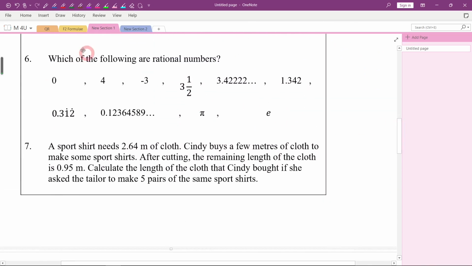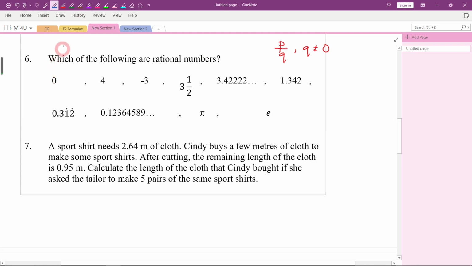Let's look at question number 6. Which of the following are rational number? So any number, if it can be written in this form, where q is not equal to 0, in fraction form, then it is a rational number. Remember. So is 0 a rational number?